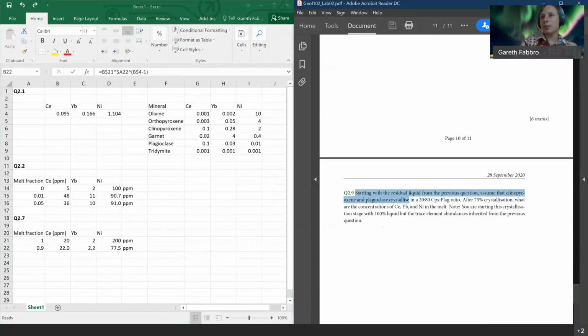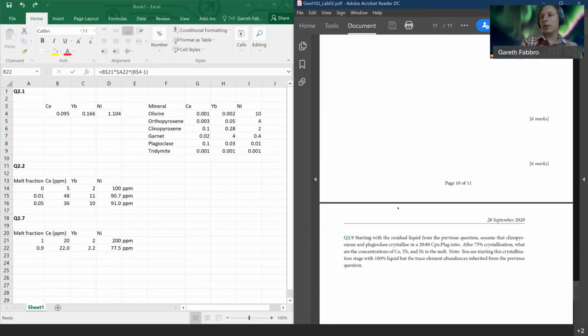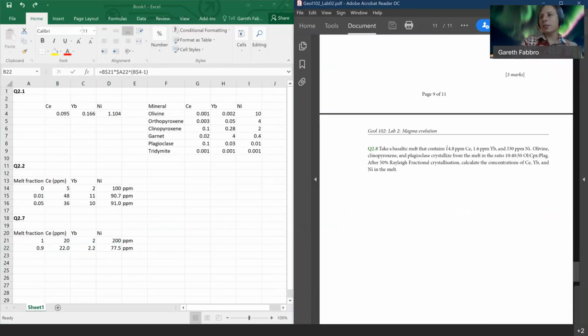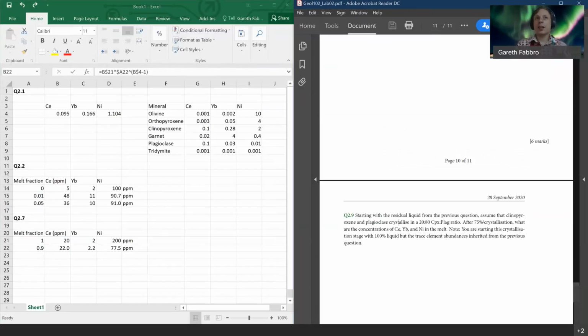So what you're going to calculate for these 2 questions: you start off with a liquid, and it's crystallizing olivine, clinopyroxene, and plagioclase. And 50% of your melt is removed as those three minerals. Then when you get to this point, what happens is the olivine stops crystallizing. This kind of approximates fractional crystallization in the way that magmas evolve.